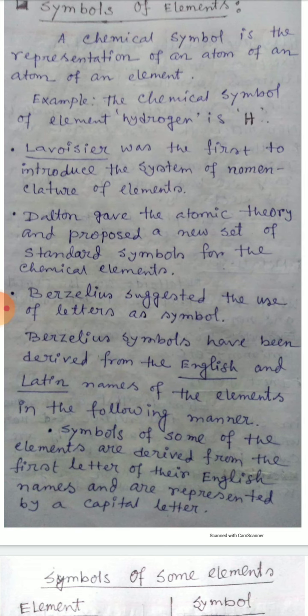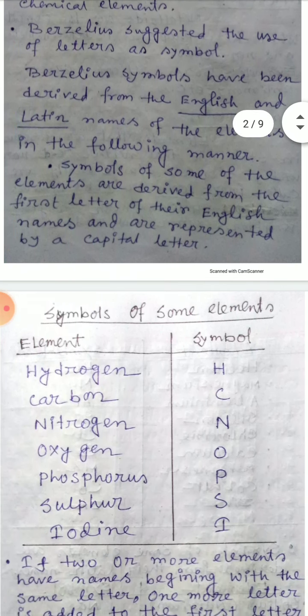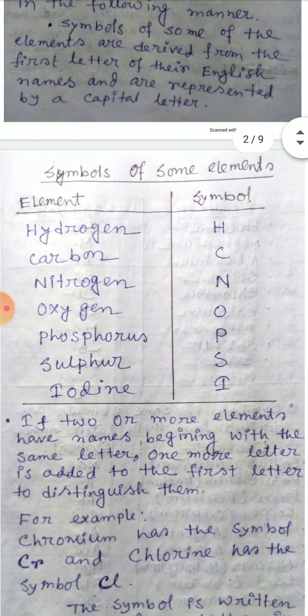So let's see the method of representing elements in terms of symbols. First point: symbols of some elements are derived from the first letter of their English name and are represented by a capital letter. For example, the symbol of hydrogen is H, of carbon is C, of nitrogen is N. You have to write just the first letter of the element in capital.